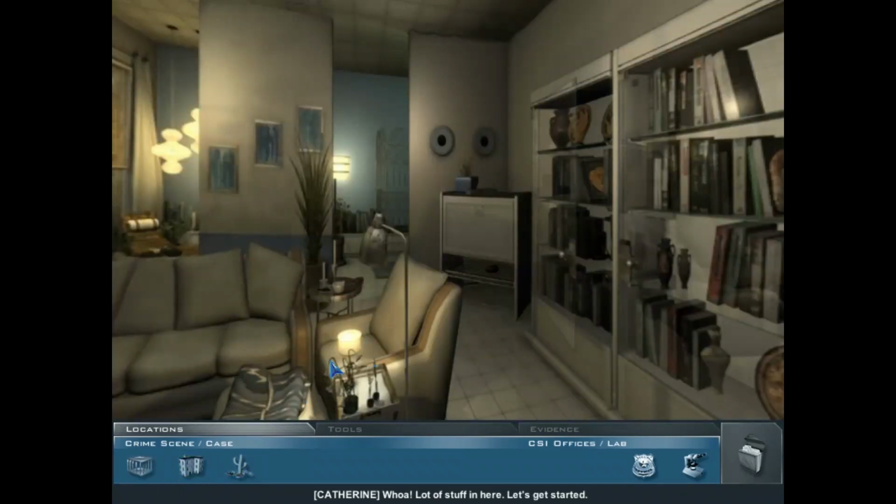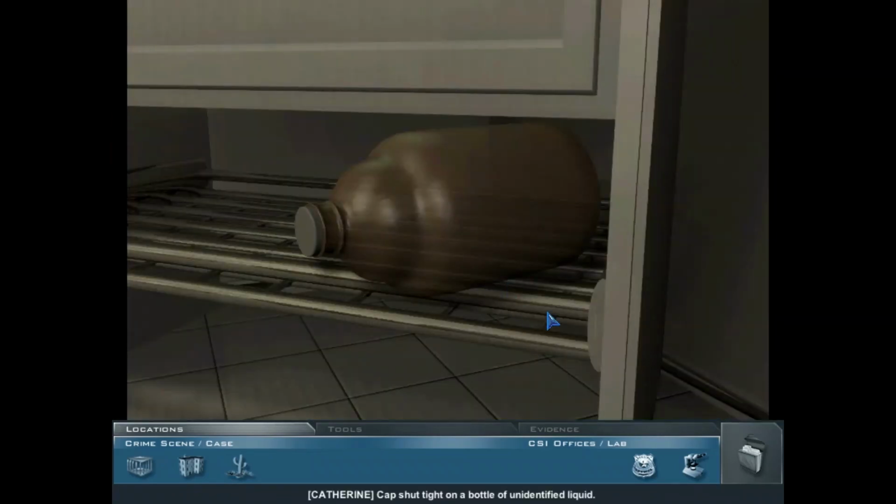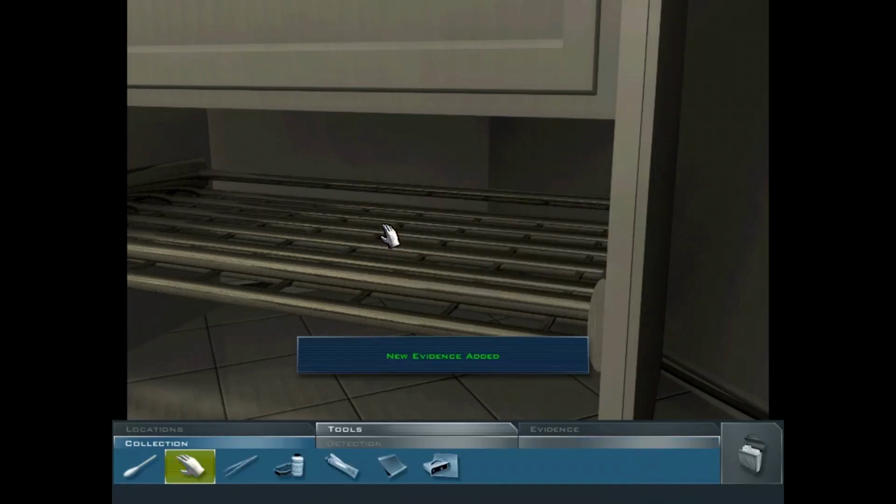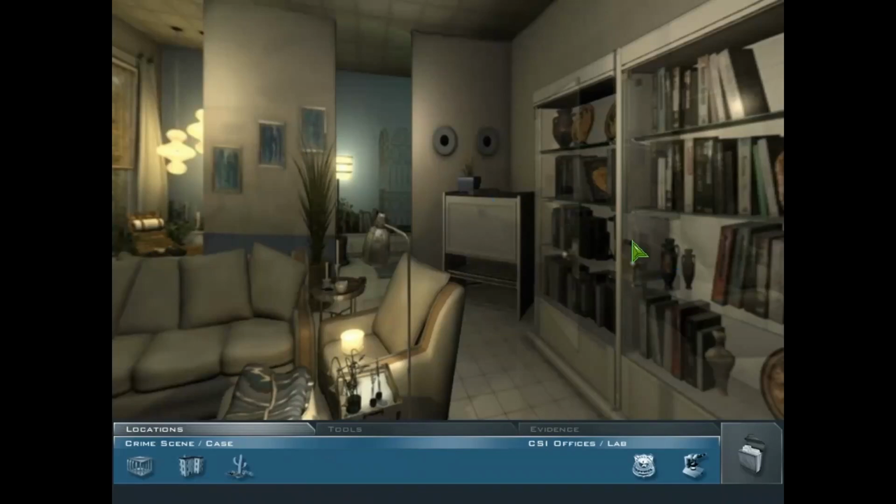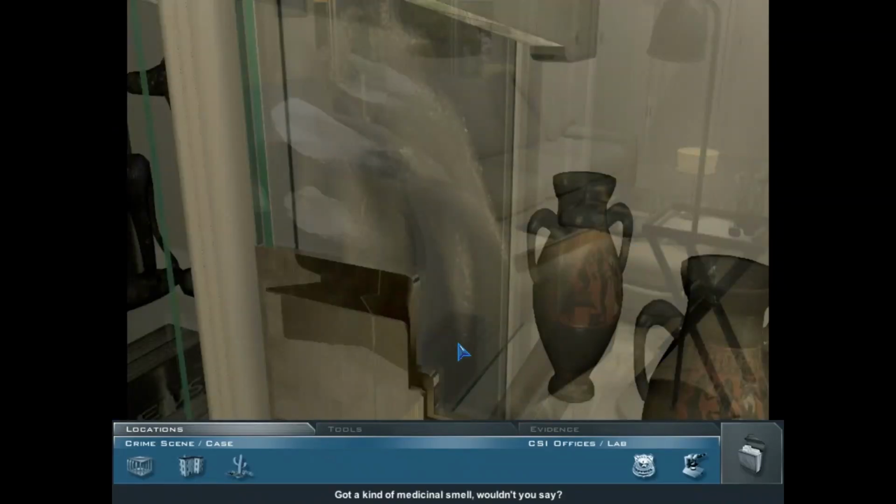Whoa, lot of stuff in here. Let's get started. Cap shut tight on a bottle of unidentified liquid. Greasy substance smeared here. Got kind of a medicinal smell, wouldn't you say?